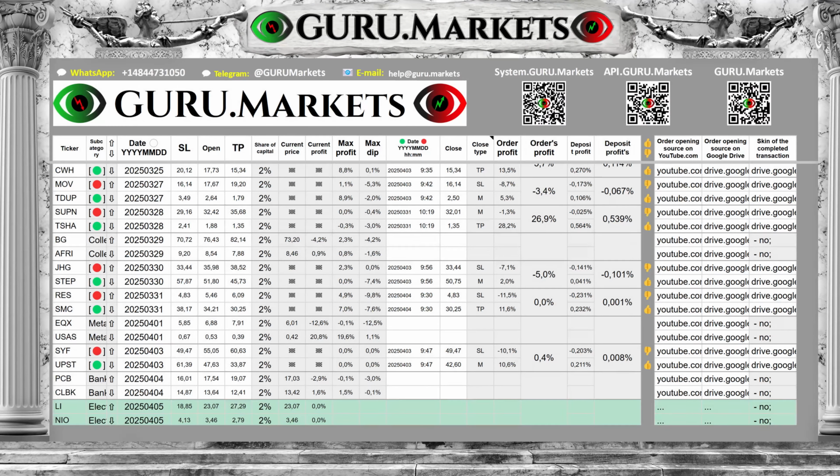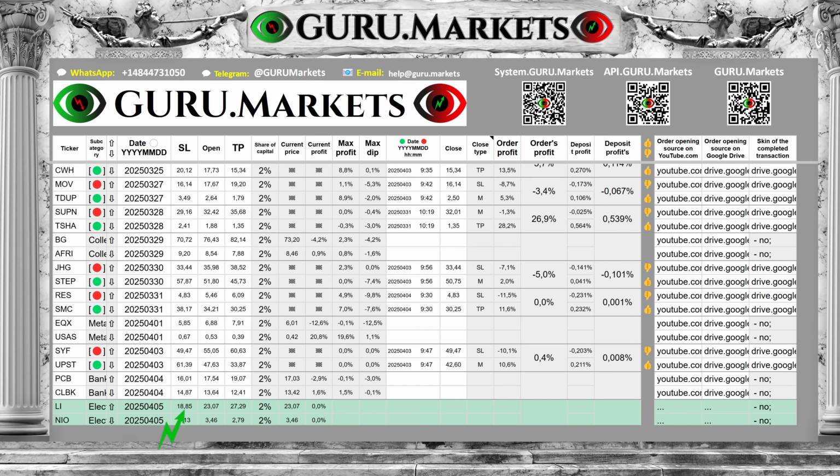Based on the valuation of the company's shares Li Auto Inc. by the information system for stock valuation Guru.Markets, the following decision was made. Open a buy deal at a price of $23.07 per share. The deal was opened because the company has a fairly high valuation. The organization was assessed based on the assessment model, the Akeem's Index. Take profit is set at 27.29. Stop loss is set at 18.85.